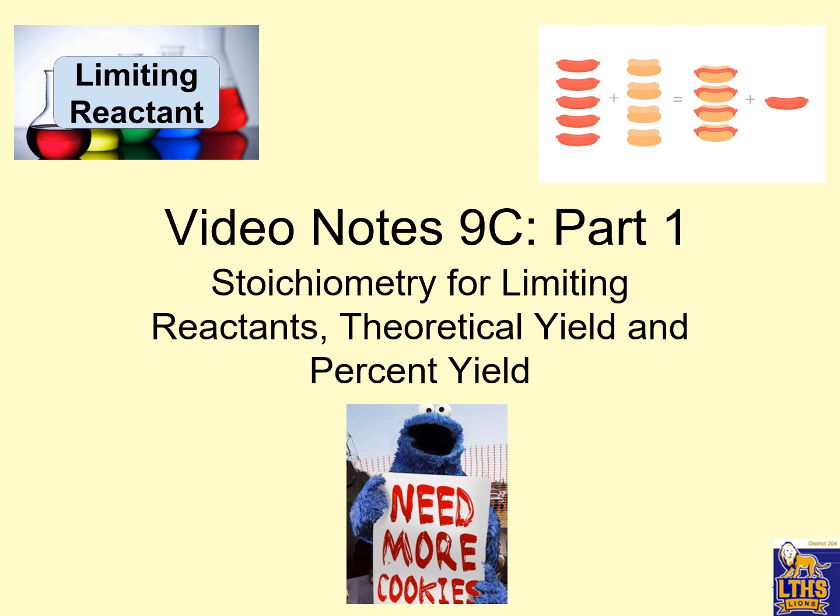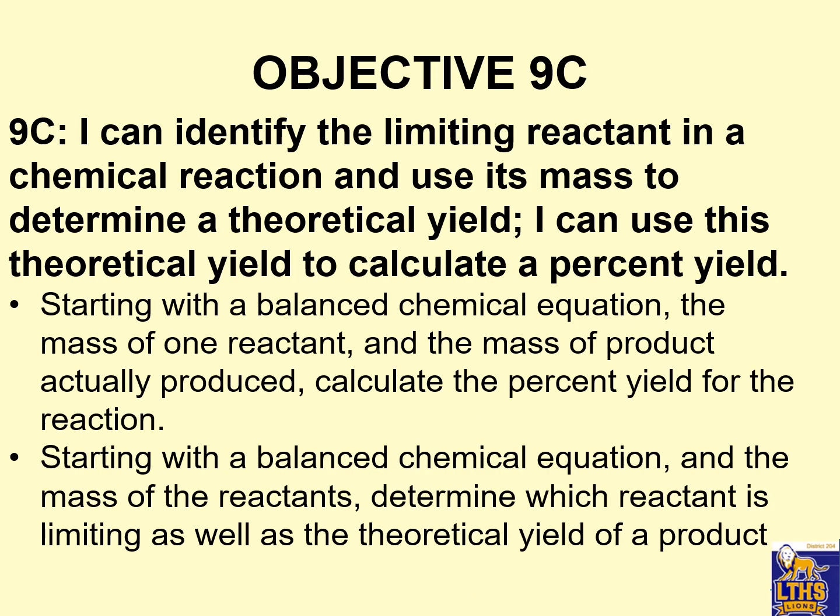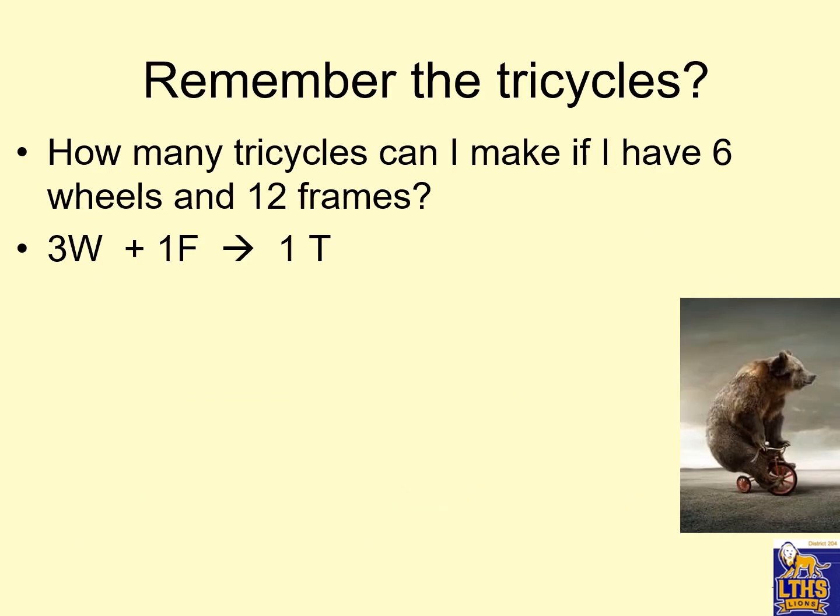Hey everybody, it's video notes 9C part 1. We're going to do this part in 2 sections, and here's the first. Here's the objective we're going to cover. You're going to be able to identify limiting reactants, theoretical yields, and then eventually calculate percent yields.